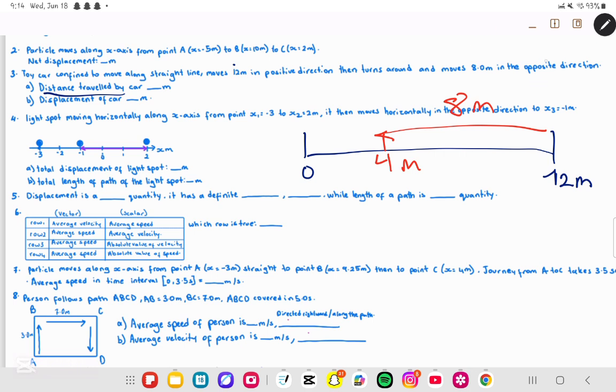There are many ways of finding the distance. You can do it logically by saying, okay, he traveled 12 meters plus 8 meters. What's 12 plus 8? That is 20 meters. This is the distance traveled. Or another way you could do it is by the absolute value of the net displacement.